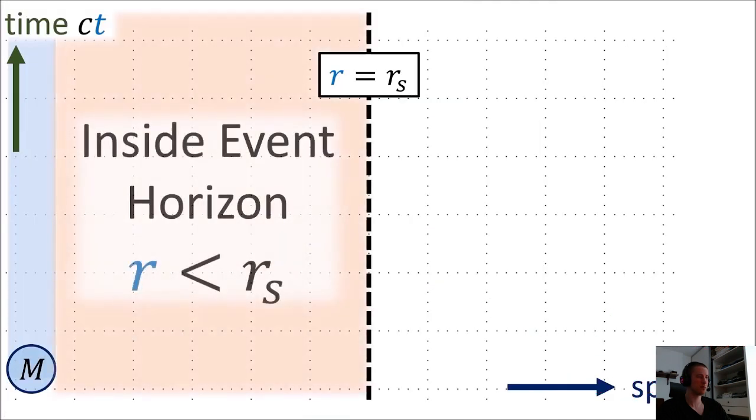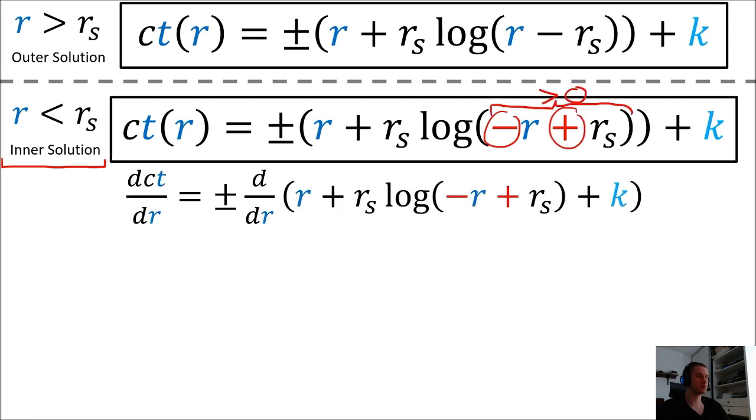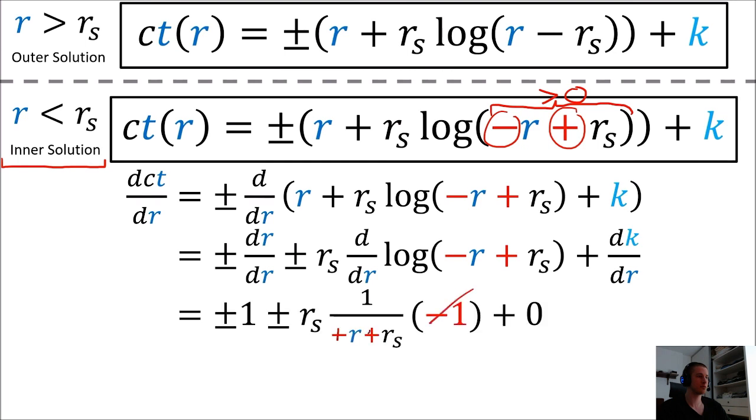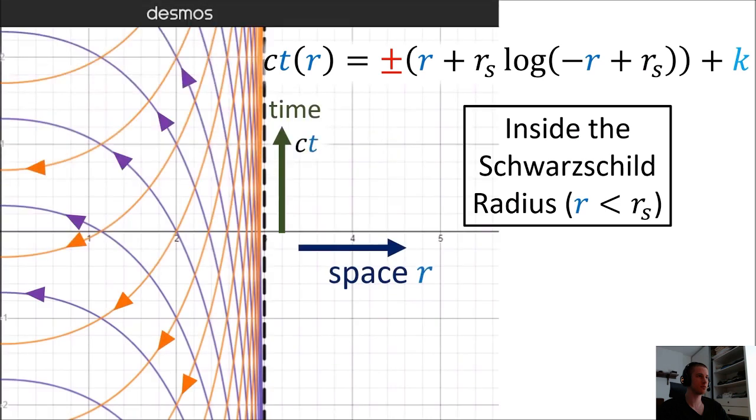Now, what about light beams that are in the region inside the Schwarzschild radius? These have a very similar solution to the same differential equation, except we swap the signs of r and r_s inside the logarithm, so their difference stays positive. Taking the derivative leads to the same final result because the minus sign cancels with a chain rule term. Plotting both the plus and minus solutions, we get light beams that look like this.